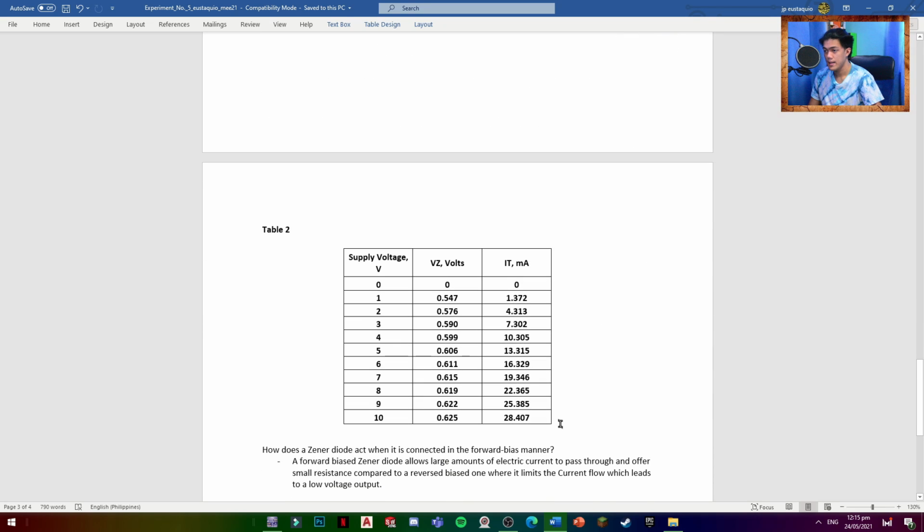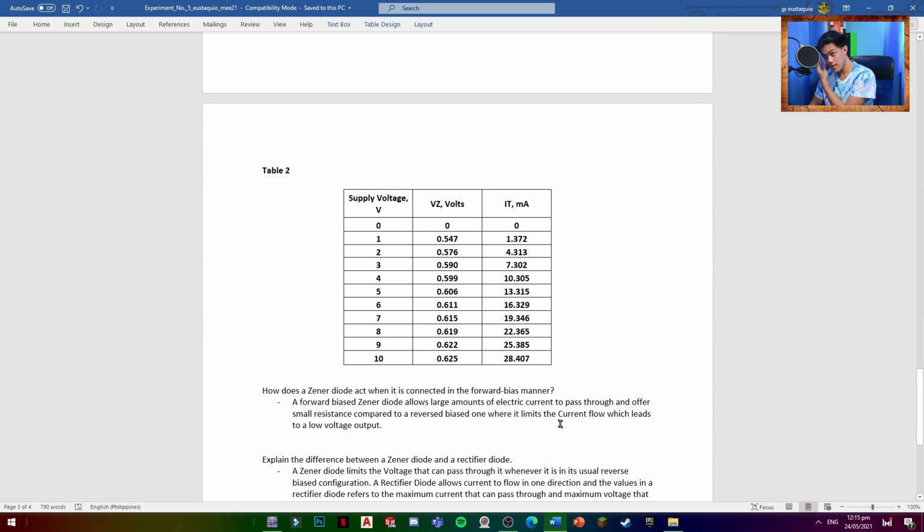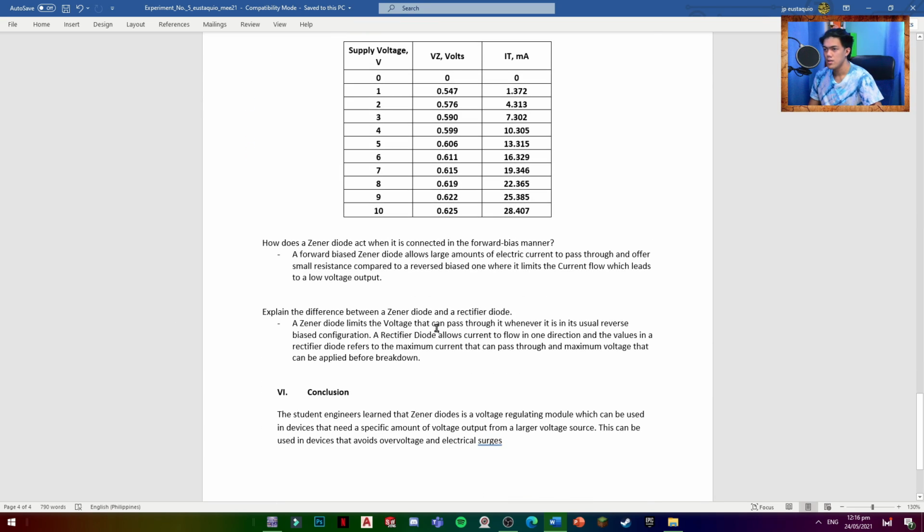So here are the data that I gathered from table 2. The supply voltage 0 to 10. So first question: how does a Zener diode act when it is connected in the forward biased manner? A forward biased Zener diode allows large amounts of electric current to pass through and offers small resistance compared to a reverse biased one, where it limits the current flow, which leads to a low voltage output.